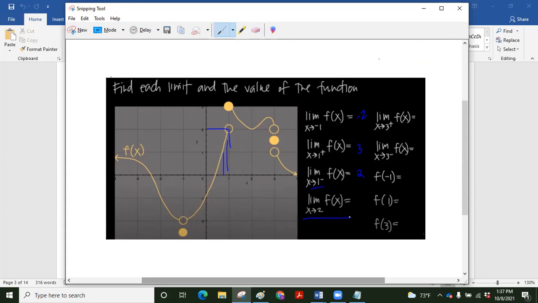This one's asking, what is the limit as x approaches 2? Since it hasn't mentioned whether to come from the left or from the right, we actually have to come from both sides and see if the limit exists, or we have to see if the one-sided limits match. So we're looking at x equals 2 as x approaches 2. And we're coming in, and we essentially see that from both sides, we're approaching the same value, which is 2.